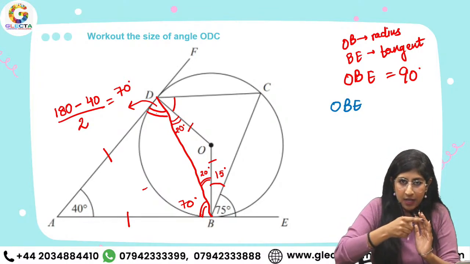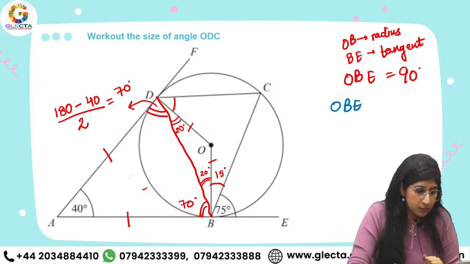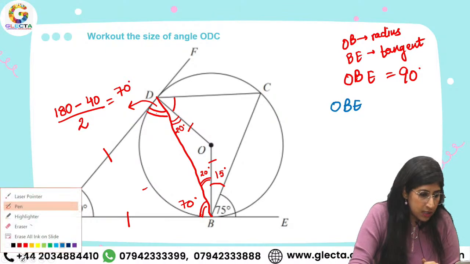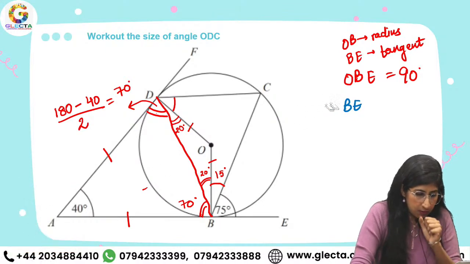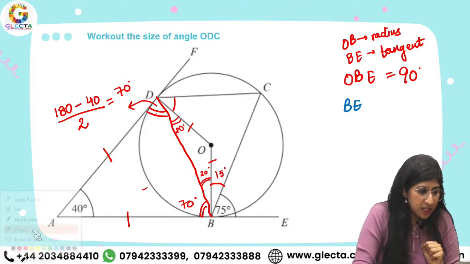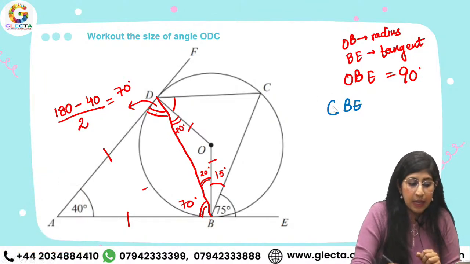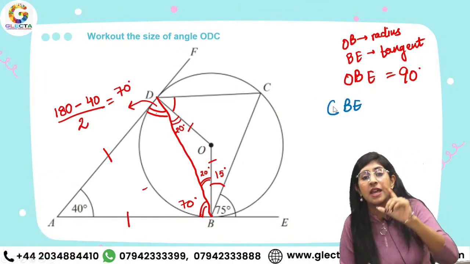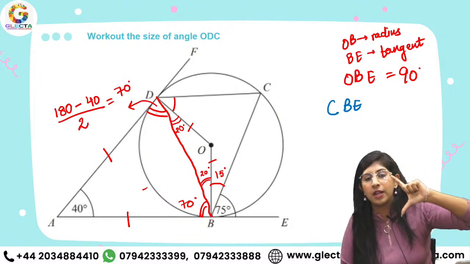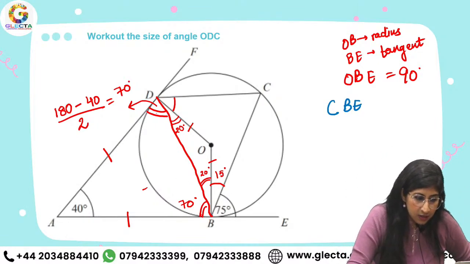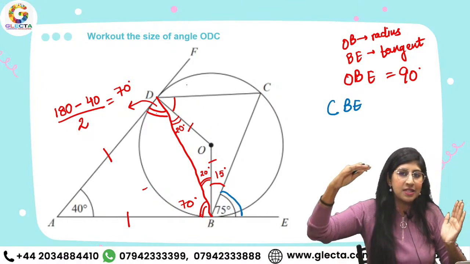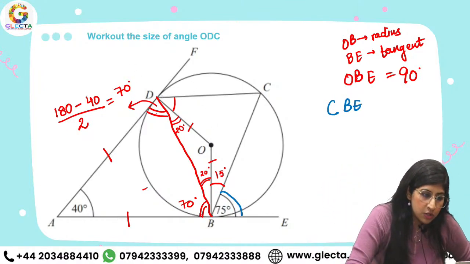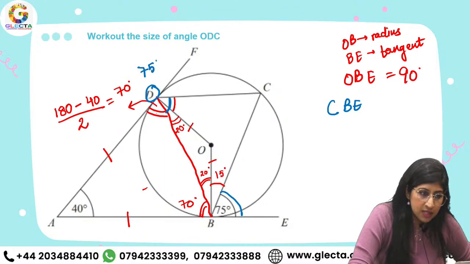OB is the, sorry, not OBE. CBE. CB is a chord, right? BE is the tangent. The angle made between the chord and the tangent, this angle, 75 degrees, would be the same as the angle that is subtended on the other side. So this total of angle D over here, this total shall be 75 degrees.